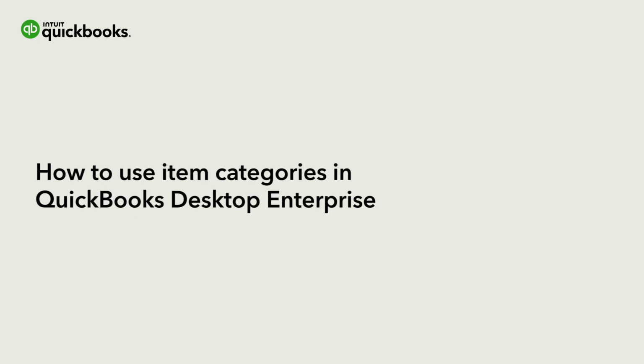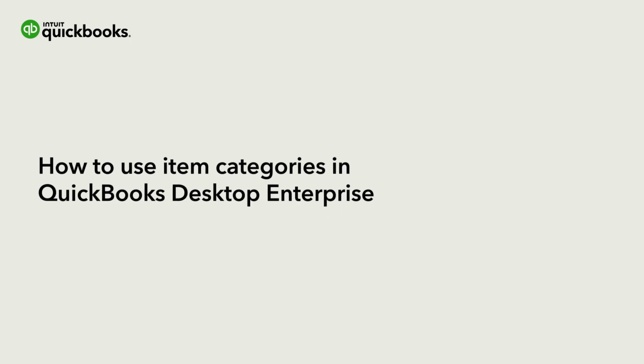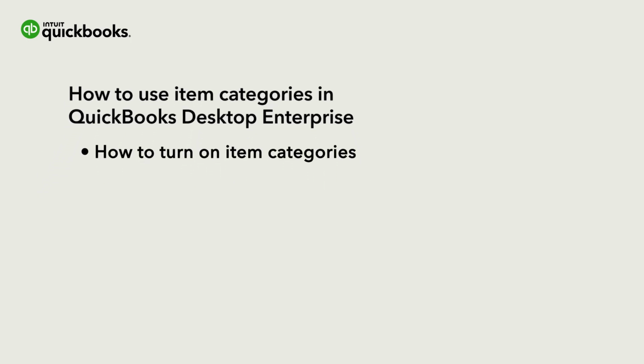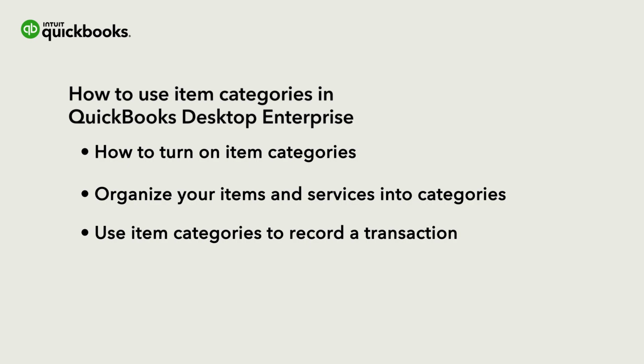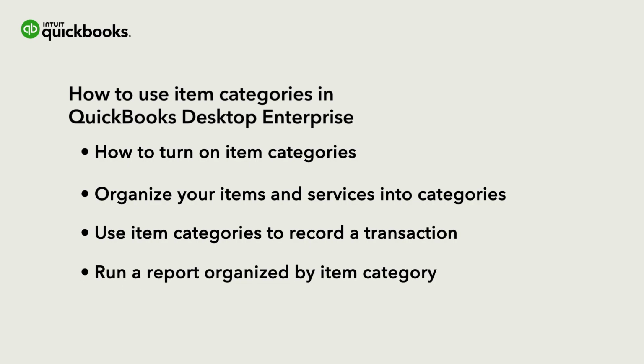With QuickBooks Enterprise, you can organize your list of items and services into categories, so you can record transactions faster and organize your reports. Let's go over how to turn on item categories, organize your items and services into categories, use item categories to record a transaction, and then run a report organized by item category.